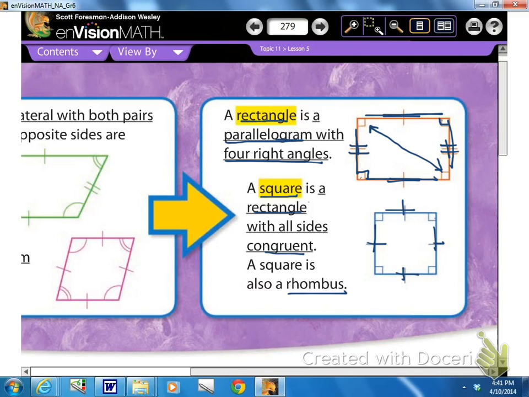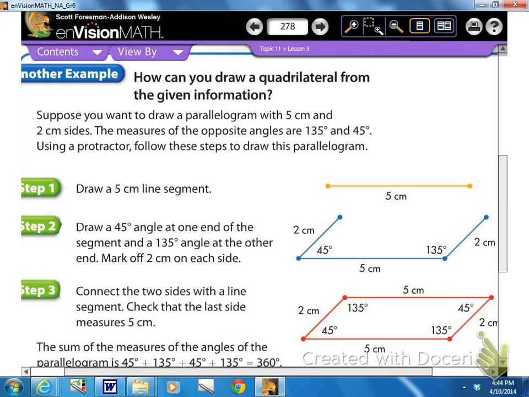All right, let's look back on page 278. Let's look at another example here. It asks how you can draw a quadrilateral from the information that's given. Suppose you want to draw a parallelogram with a 5 centimeter and a 2 centimeter side. The measures of the opposite angles are 135 degrees and 45 degrees. Now remember, in a parallelogram opposite sides are congruent, so you're going to have two sides that are 5 centimeters, two sides that are 2 centimeters, and then opposite angles that are 135 and opposite angles that are 45 degrees.